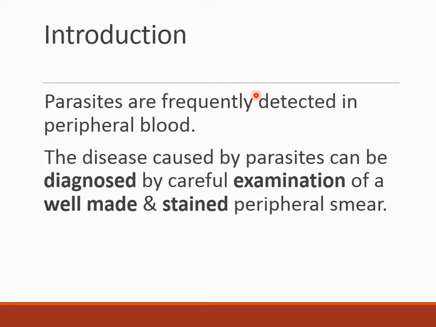Introduction. Parasites are frequently detected in the peripheral blood. The disease caused by the parasites can be diagnosed by careful examination of well-made and well-stained peripheral blood. Those parasites which are invading the blood can be detected through our laboratory procedures by making a good smear, and it should be stained properly.